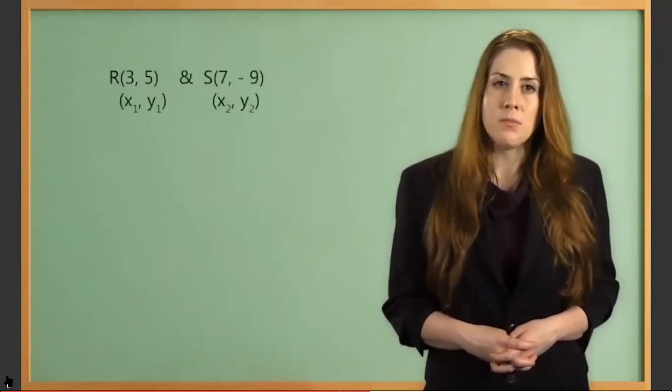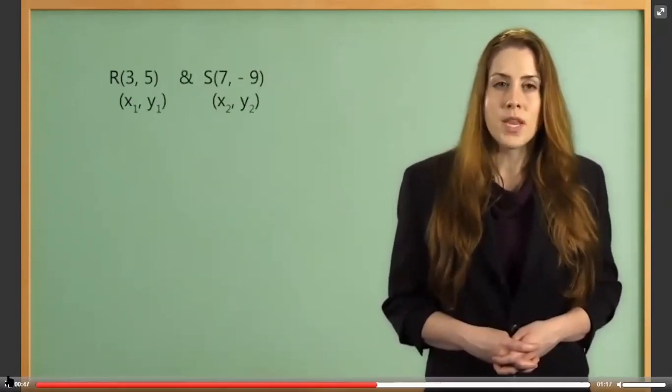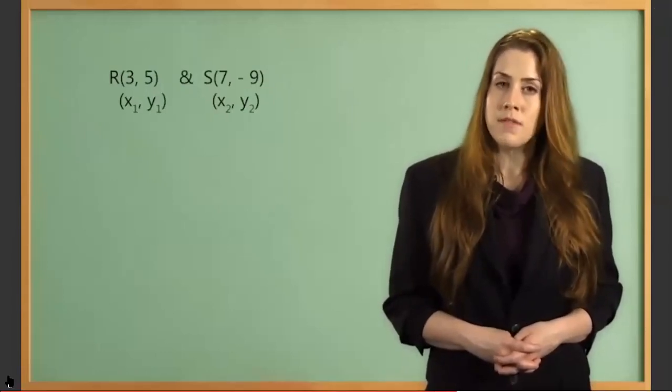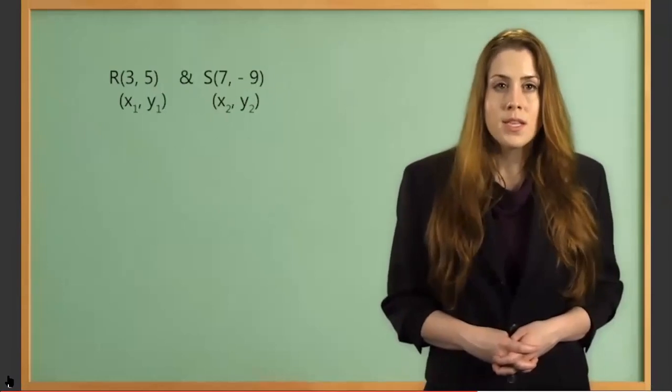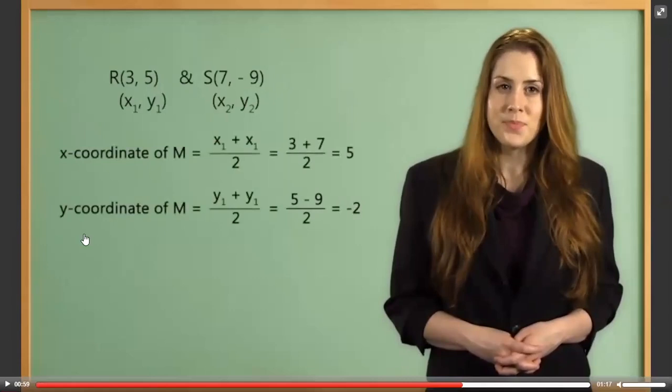Segment RS has endpoints at 3, 5, and 7, negative 9. Find the coordinates of the midpoint M. Let 3, 5 be x1, y1, and 7, negative 9 be x2, y2. Substitute 3 and 7 for x sub 1 and x sub 2. So here's your x values. This is one endpoint. This is the other endpoint. Add them together, divide by 2. Same thing here for your y values. One endpoint, the other endpoint.